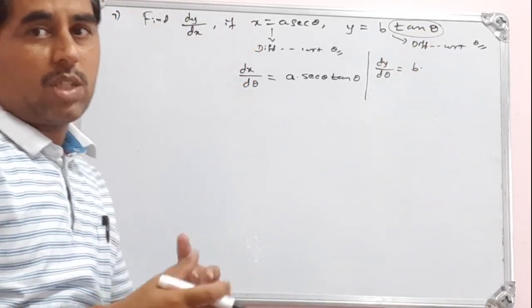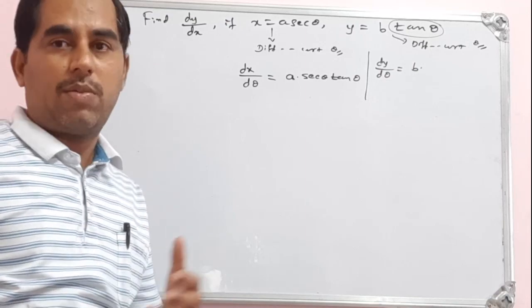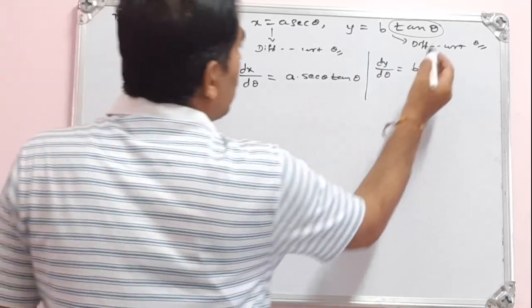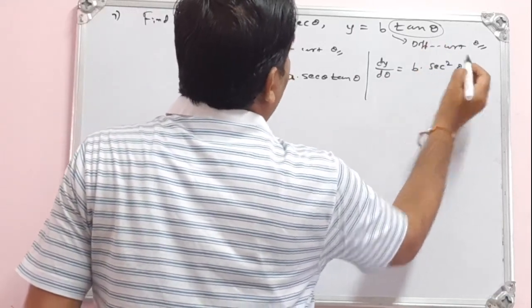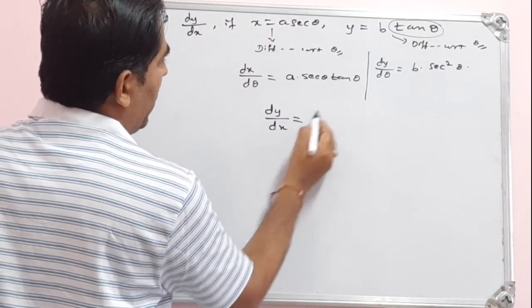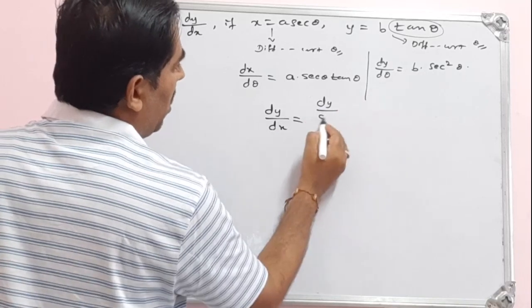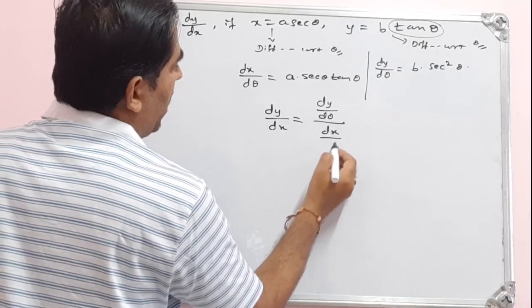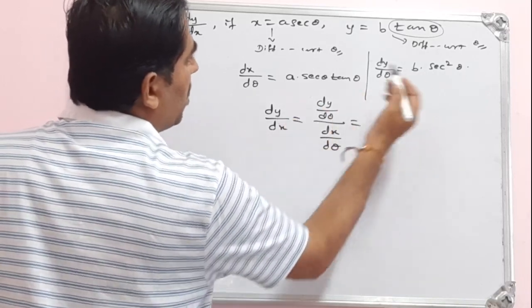So we have to remember the basic formulas. Derivatives of trigonometric functions: the derivative of tan x is secant square x. So the derivative of tan theta is secant square theta. Now we want to get dy by dx. That can be written as dy by d theta divided by dx by d theta. So you substitute this dy by d theta.